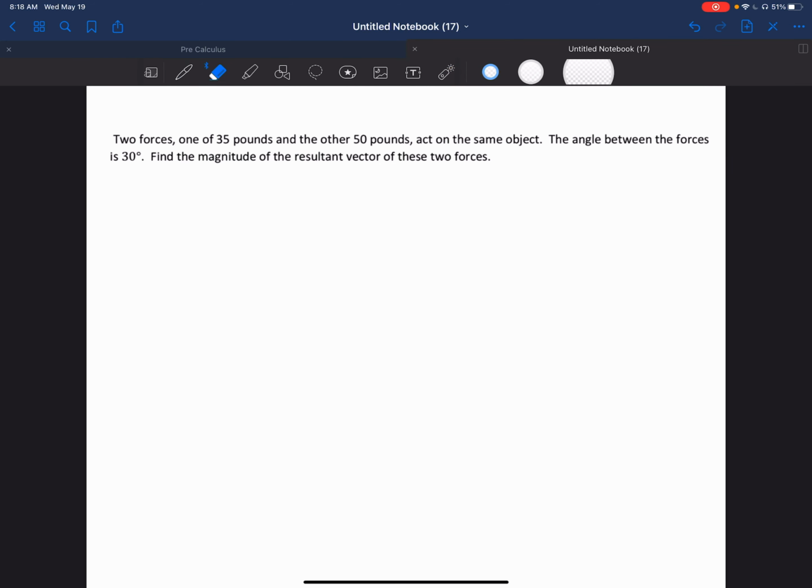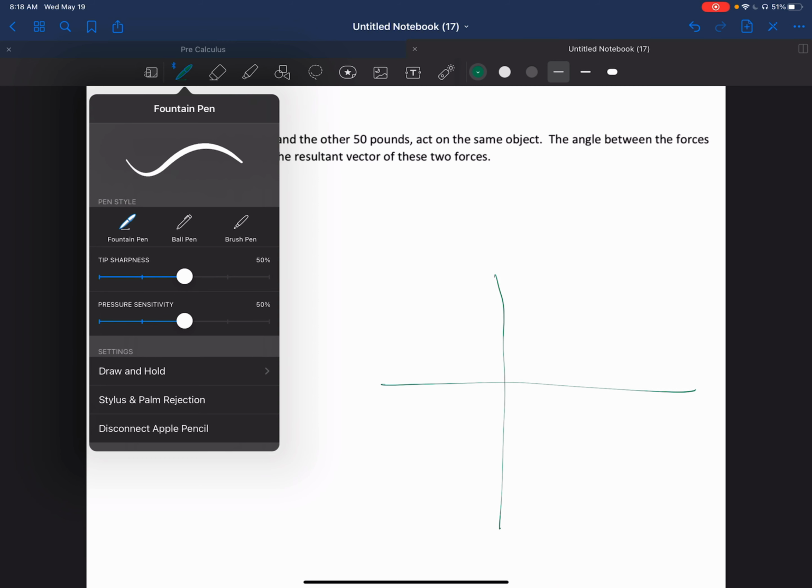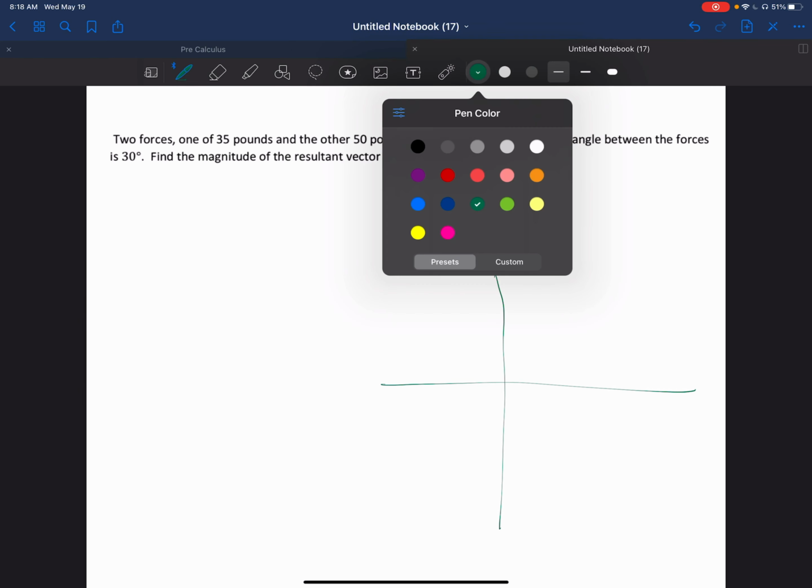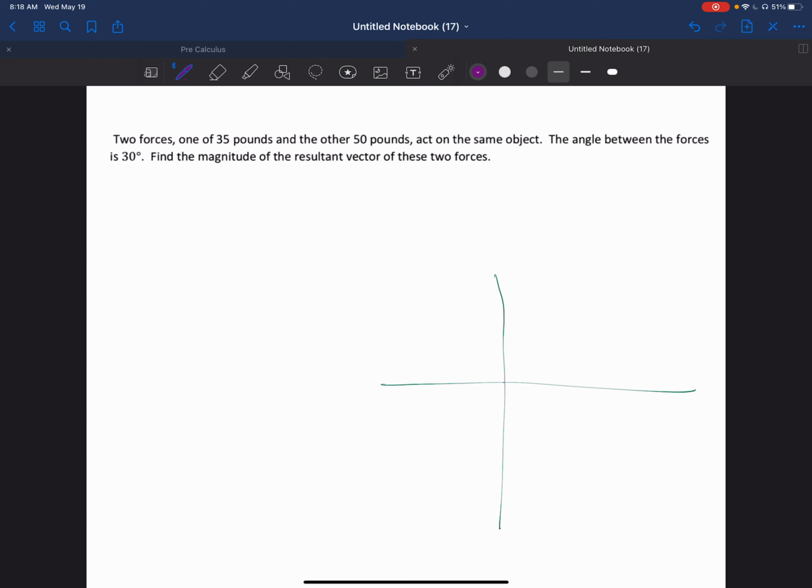So what I'm going to do to help me, I'm going to draw a little chart. And I'm going to draw one of the vectors right along the positive x-axis. That way I don't have to find the angle of direction for it, because it'll just be 0. So I'm going to call one F1 for force 1, and I'm going to call the other one F2 for force 2. So I know that the first force is 35 pounds.